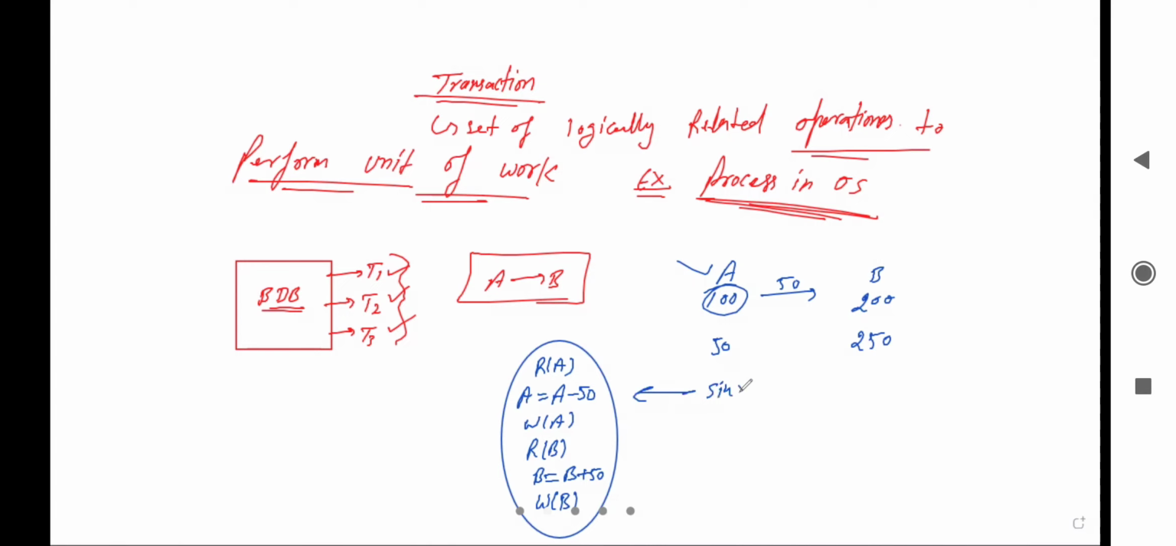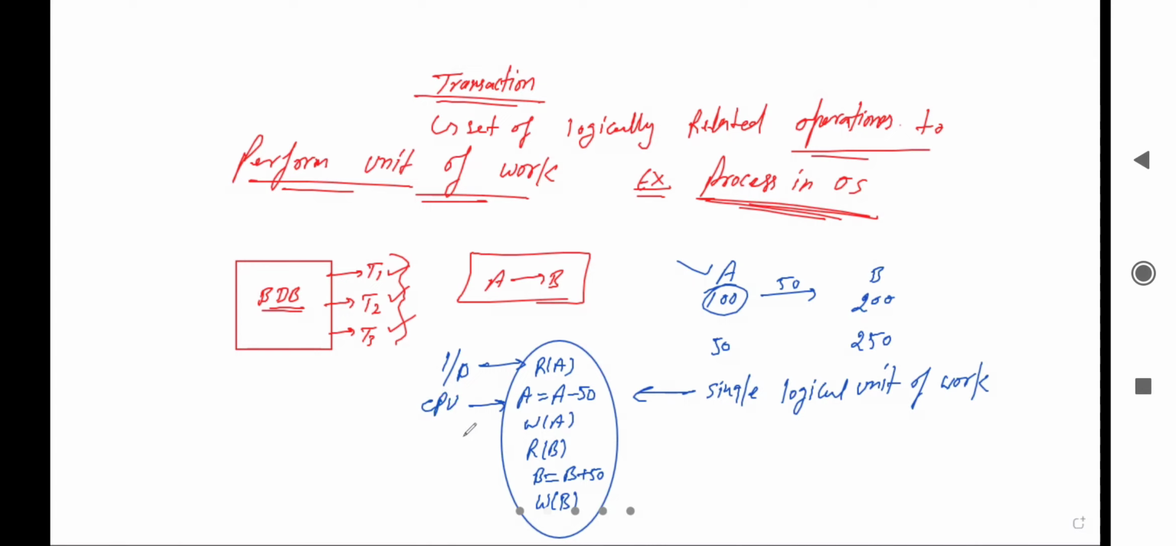Single logical unit of work. It is the single logical unit of work, right? So this read operation is nothing but an IO operation, input output operation, and here this deduction of 50 rupees from A, right? This is the operation performed by the CPU, right?